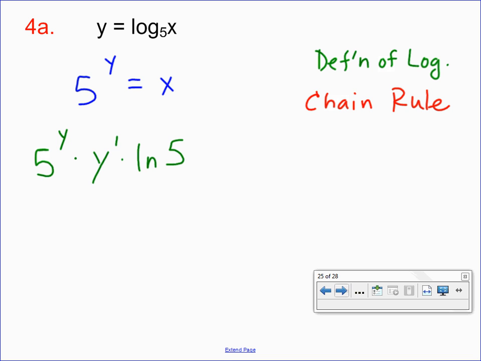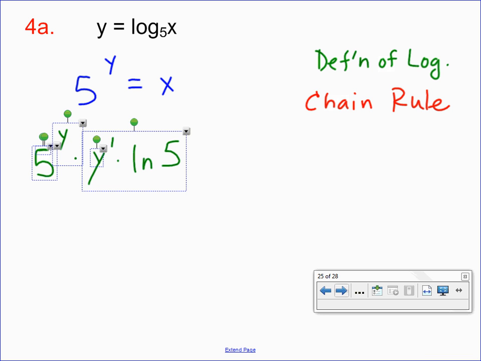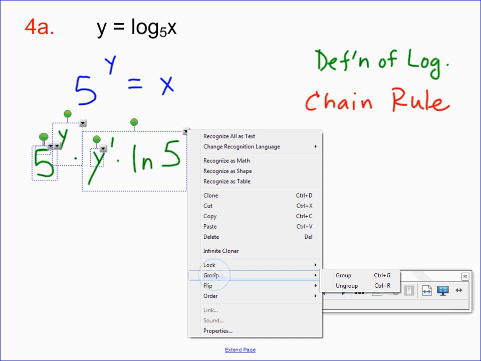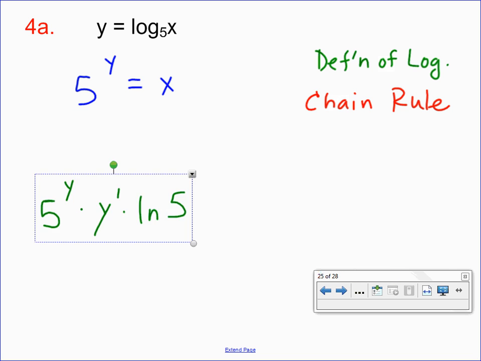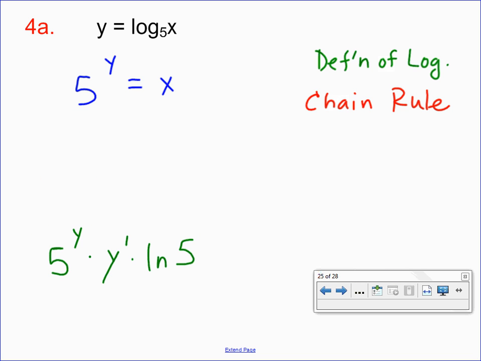I better go ahead and, whoa, you guys see that? Pretty sweet. Group it. I'm going to write, actually, the derivative of both sides. This is what we're doing.